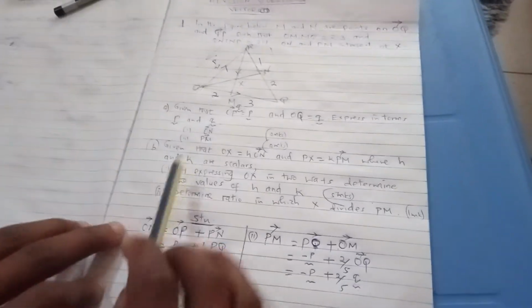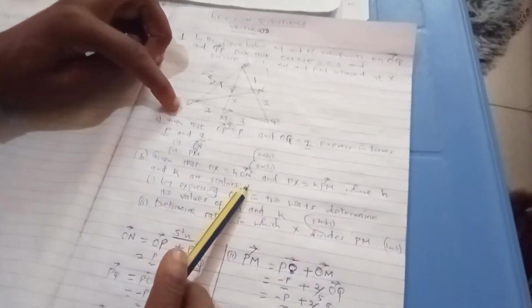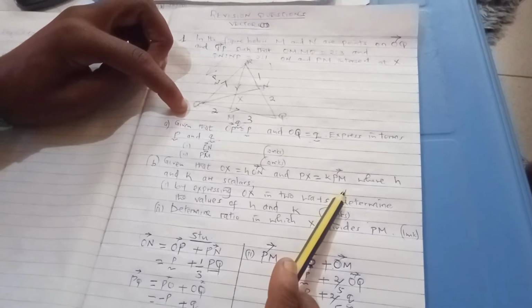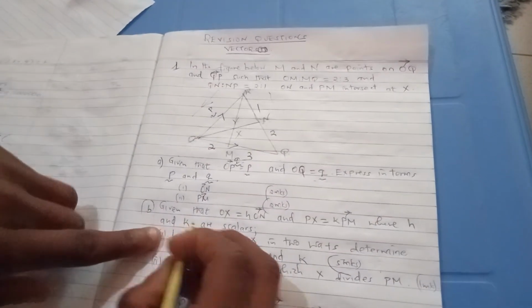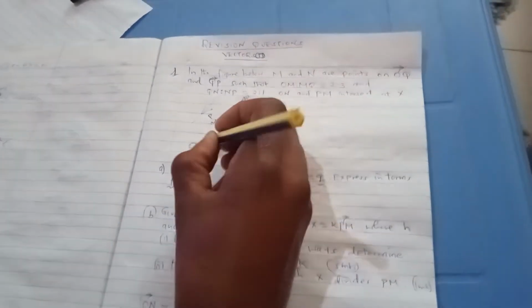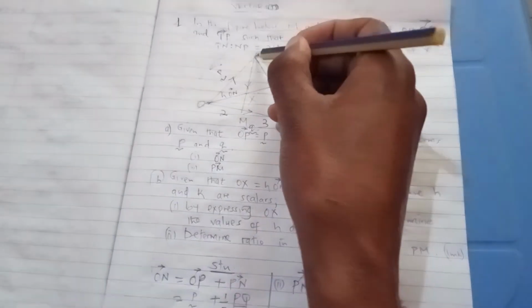Then the other part of the question is this, whereby you are told, given that OX is given by h of N, and PX is given by k PM. We have to indicate that in our diagram so that we are able to work it easily. OX is h of N. Then PX is k PM.